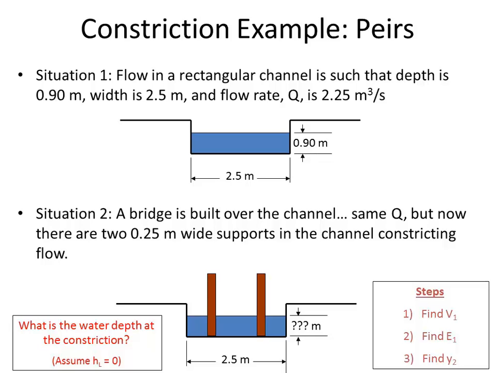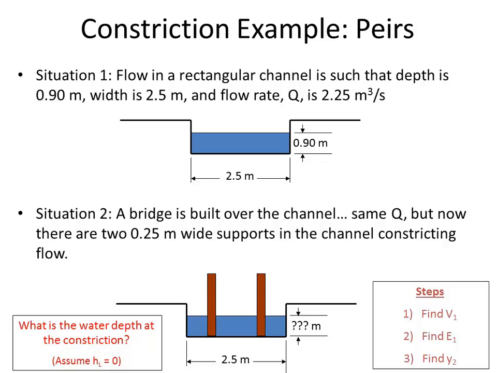Okay. So this becomes 0.951 is equal to y2 plus 0.06451 divided by y2 squared. All right. And that we can say is 0.951 y2 squared is equal to y2 cubed plus 0.06451.